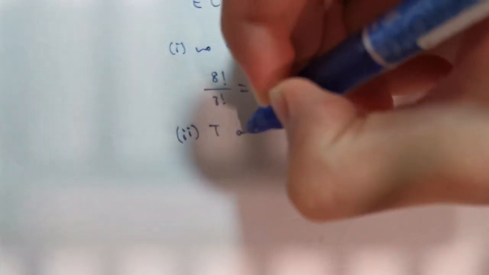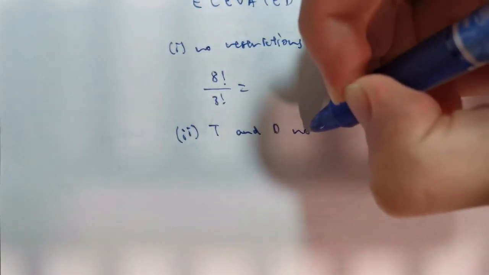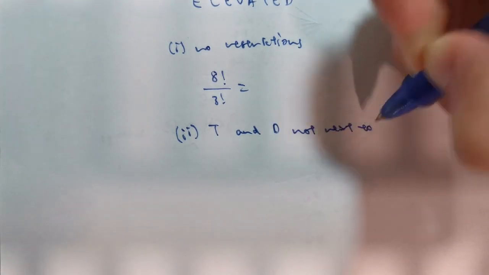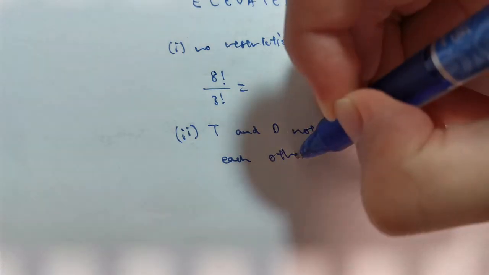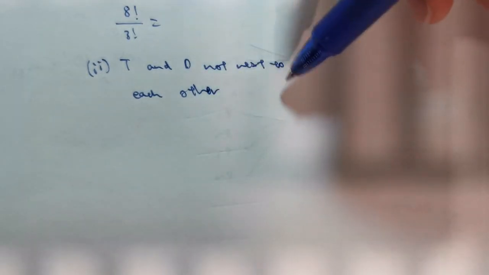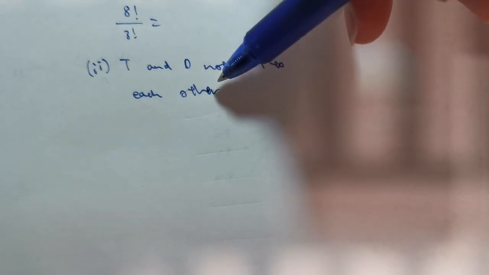Then part 2 is T and D are not next to each other. So one way to do this, you try and think about how to... Rule 2 says you must try and settle this restriction first, right? So how do you settle it?